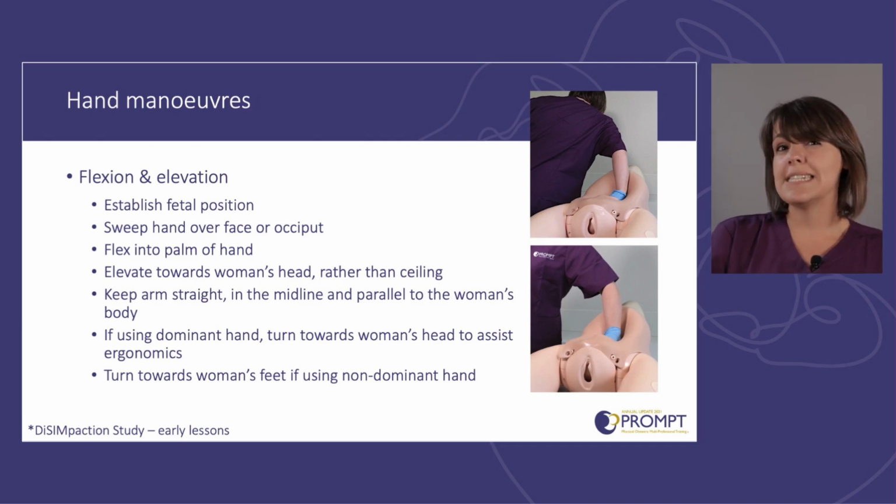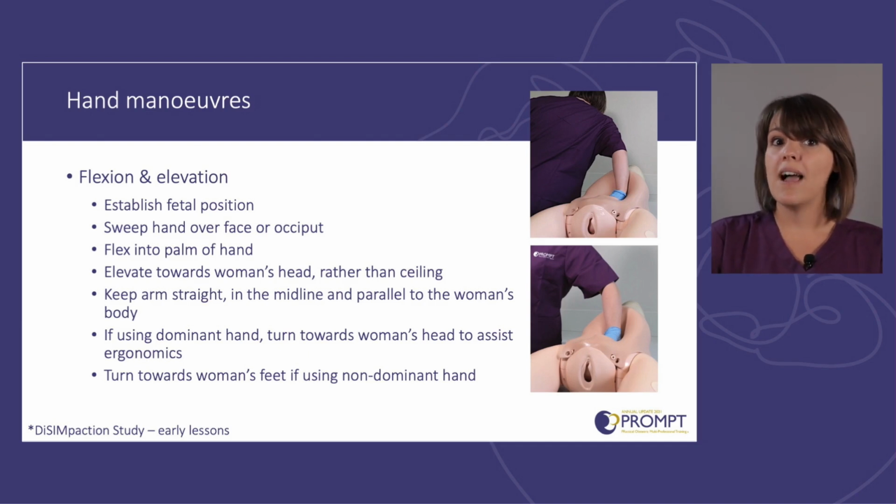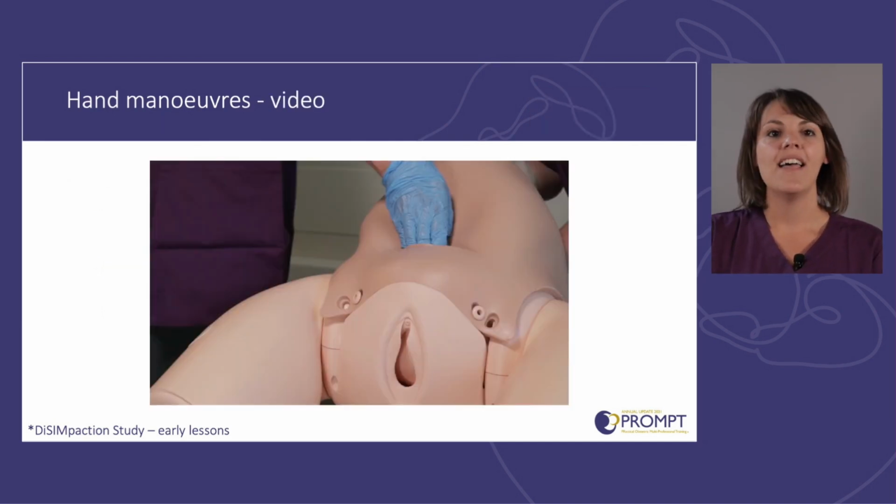The obstetrician needs to keep their arms straight, in the midline and parallel to the woman's body. In particularly difficult cases, it might help for the obstetrician to turn towards the woman's head if they're using their dominant hand to assist with ergonomics. If the obstetrician swaps to their non-dominant hand, they would of course need to turn towards the woman's feet. The next video is an example of how hand manoeuvres can be used to disimpact the fetal head.